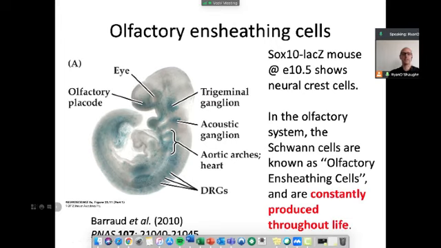In the olfactory system, these Schwann cells are known as olfactory ensheathing cells, and they are constantly produced throughout life. So now we've looked at all the different kinds of neural crest cells and how even the SOX10 expressing ones can contribute to head-related fates. And here is the region in that olfactory placode where these ensheathing cells are present, and produced constantly.